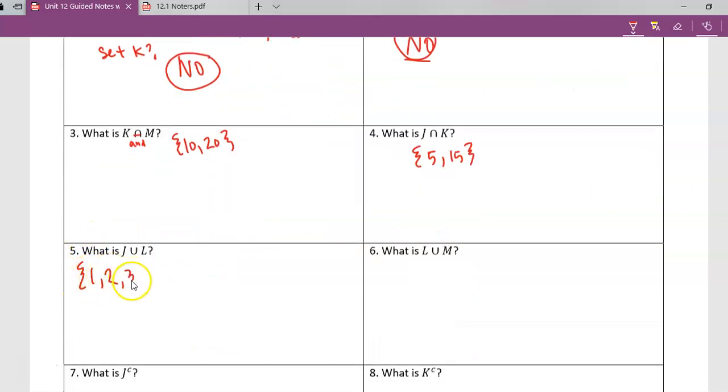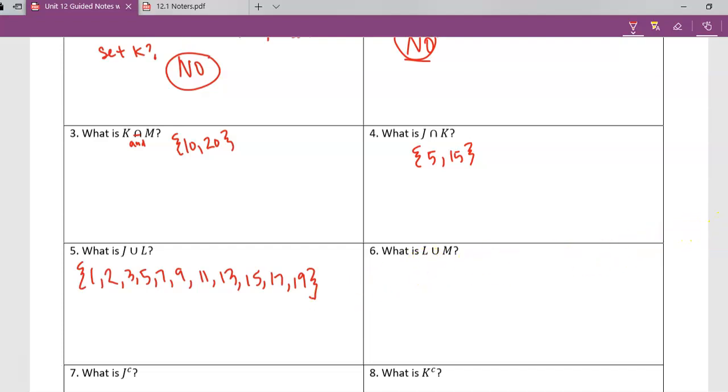So 1, 2, 3, 5, 7, 9, 11, 13, 15, 17, and 19. Okay, so that would be the union of those two sets, all the elements from both sets together.